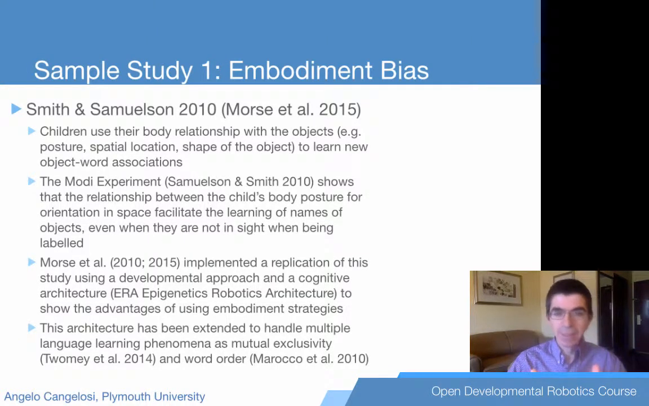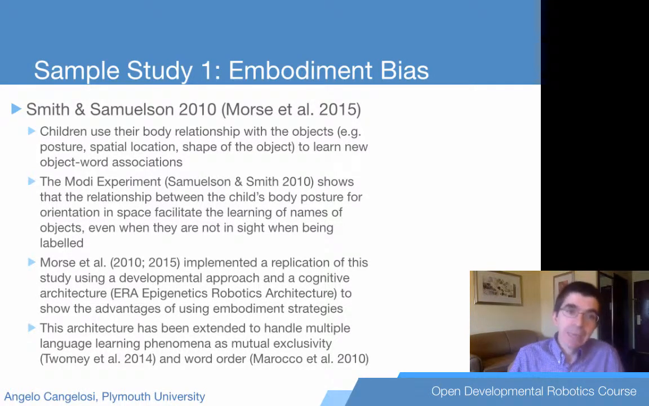So to summarize the theoretical aspects of this approach proposed by Linda Smith and colleagues. Children use their body, and in particular the relationship between the body and the object, for example the posture, the spatial positions, or in other cases the shape of the object, to learn new object-word associations, to learn new names. And specifically in the MODI example, you show that the posture is essential as a strategy to do this.